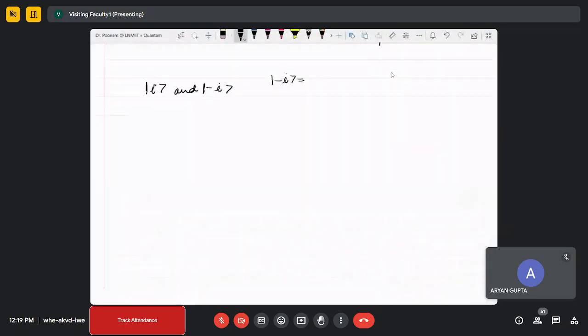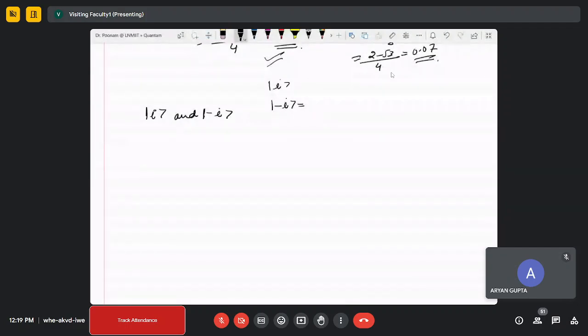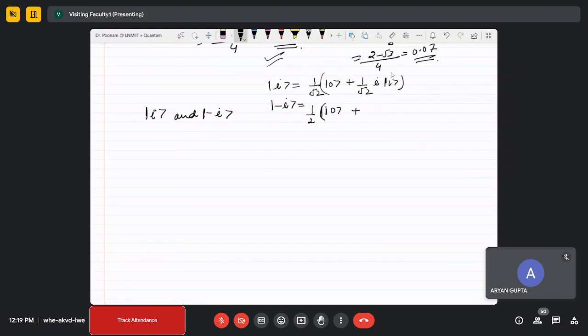iota, which is 1 upon root 2, plus 1 upon root 2 iota 1, and the minus iota 1 was 1 upon root 2, plus minus iota by root 2 1.